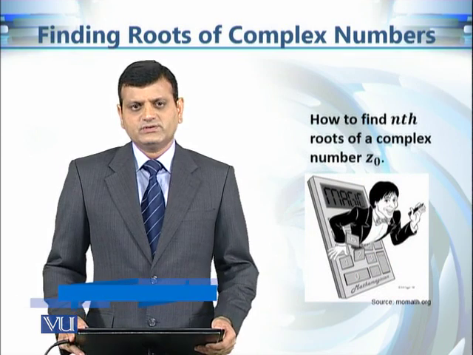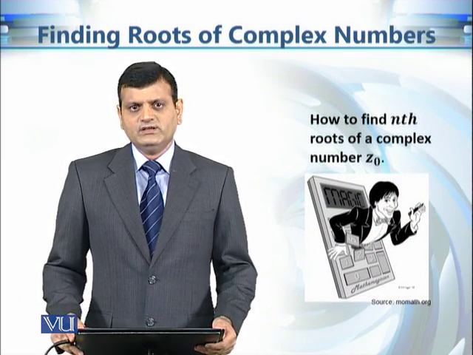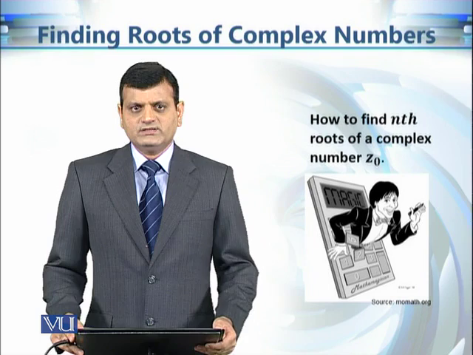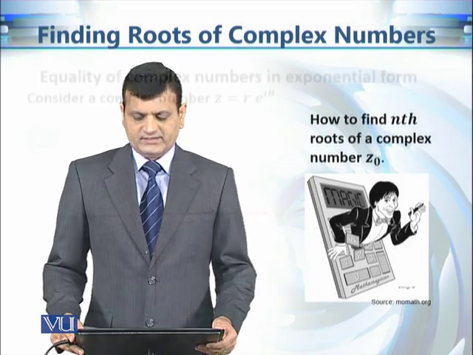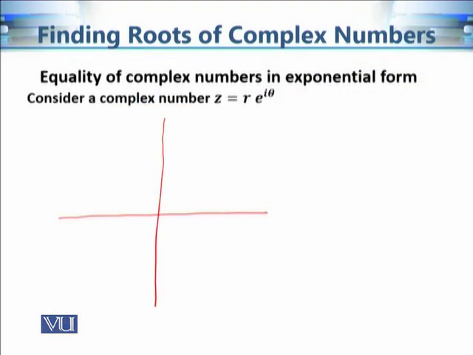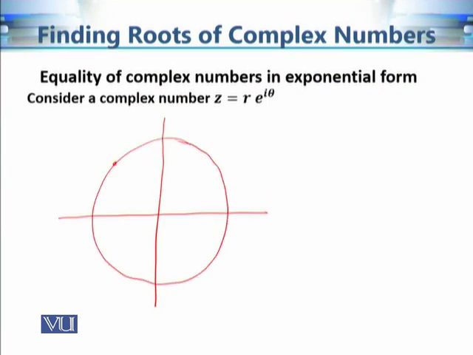Now we know how many nth roots of a complex number there are. The next question is how to find them. First, we need to observe that if we are given a complex number in exponential form, that is z is equal to r e raised to power iota theta, then here r is the modulus of this complex number, in other words, the distance of the point from the origin, and theta is the angle with the positive x-axis.